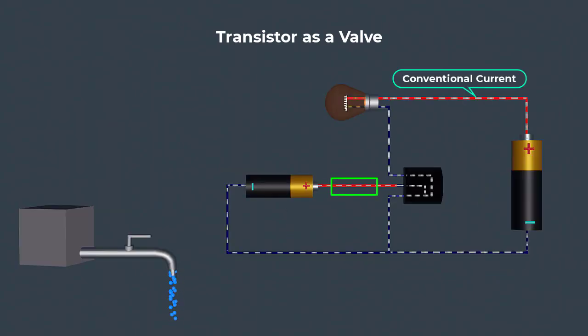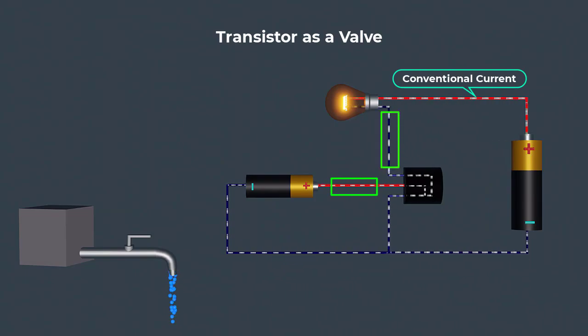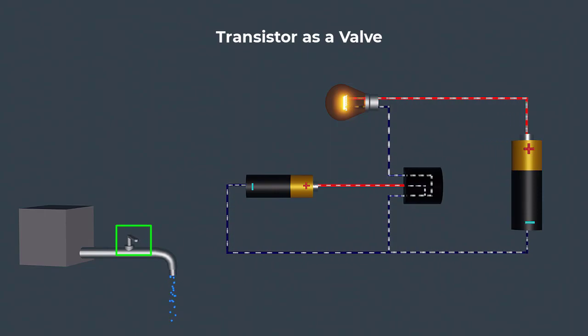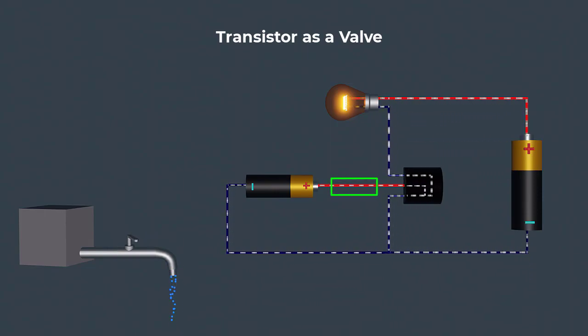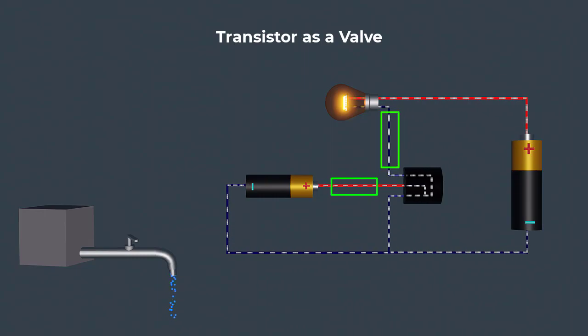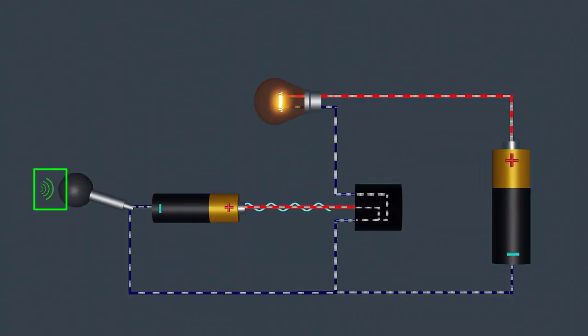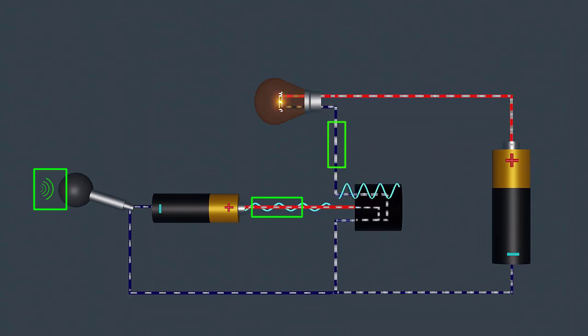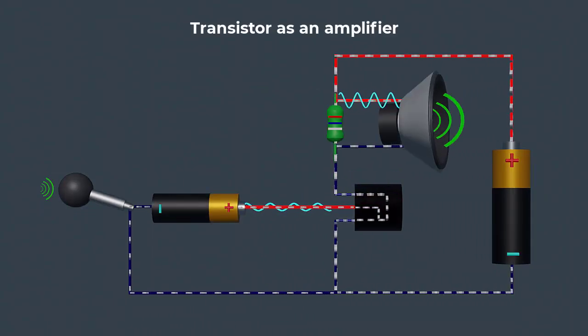Similarly, the base current controls the collector current in a transistor. Just as the small movement of the valve knob can control a much larger flow of water, the small base current controls a larger collector current. Changes in the base current result in proportional changes in the collector current, leading to signal amplification.